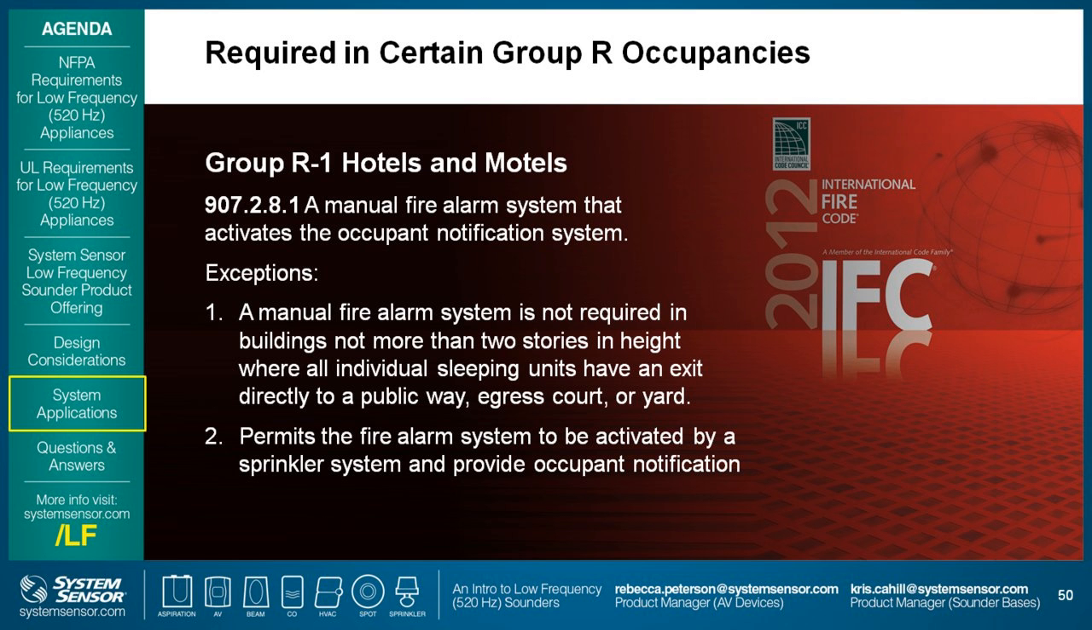So let's go over the certain Group R occupancies that are impacted by the low frequency requirements. Group R1: low frequency requirement will be required in all sleeping spaces of hotels and motels that have a protected premise fire alarm system to activate the occupant notification system. There are some exceptions. Exception 1 of 907.2.8.1, everybody can, I'm sure, remember all the numbers, exempts a protected premise fire alarm system if the building is less than 2 stories or where individual sleeping units have direct exits to an open area from the rooms.